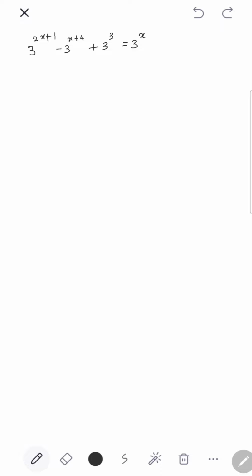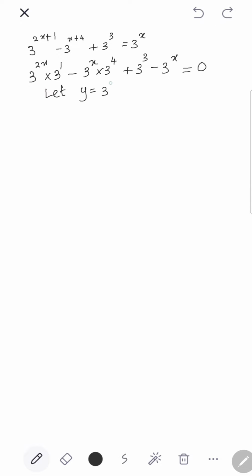Third question, they have given an equation with powers of 3. So we have to simplify the indices first. 3 to the power 2x plus 1 can be written as 3 to the power 2x into 3 to the power 1. Here 3 to the power x into 3 to the power 4. Then bring this 3 to the power x to the left hand side. Then we can have a substitution.